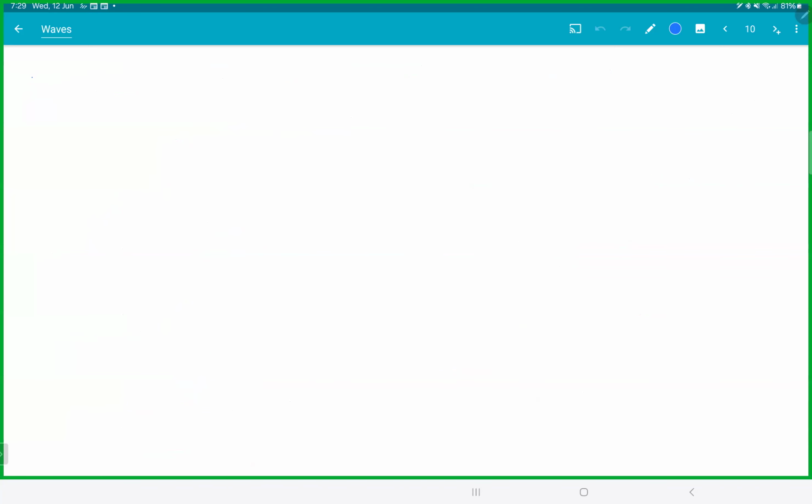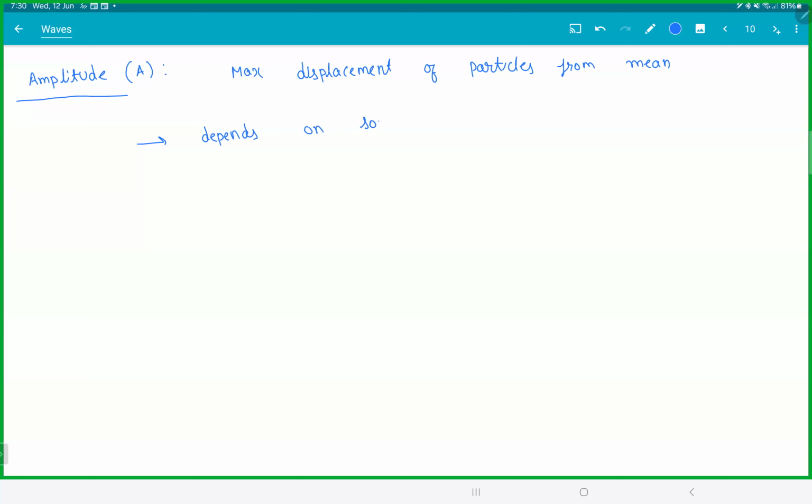Amplitude. This is the same definition as in SHM: the maximum displacement from the mean position. This depends on the source and the medium. We saw in that video which I showed you, when there's damping, the amplitude became very small. It does depend on the medium. So frequency doesn't depend on the medium, wave speed depends on the medium, and amplitude depends on both.